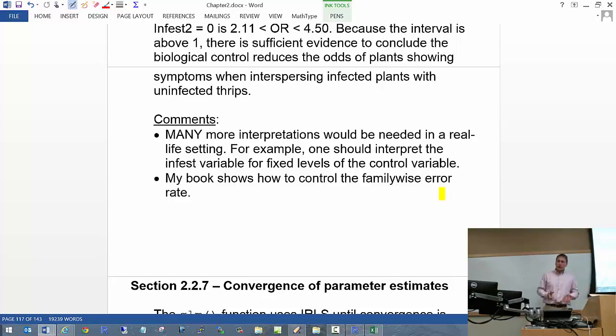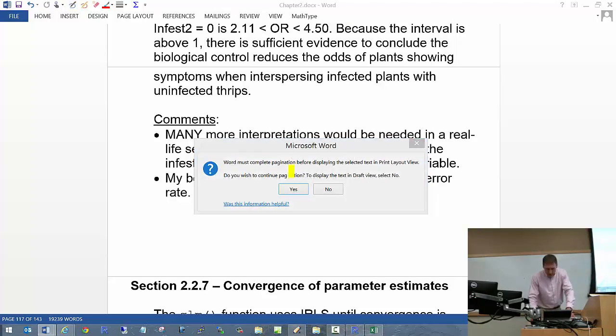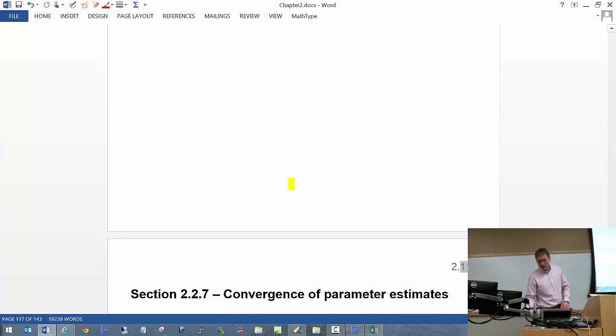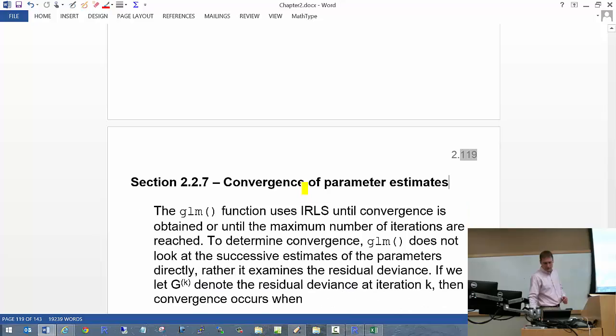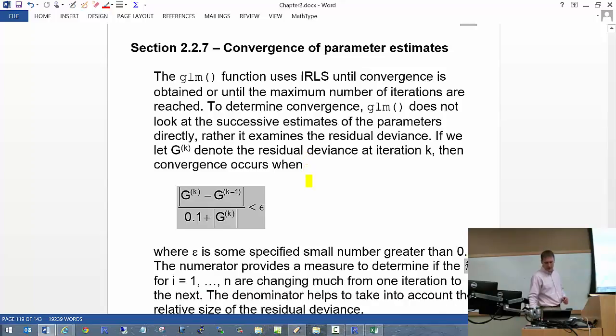If you didn't want to control the family-wise error rate, well, I'm not going to emphasize that in this class. There are ways to do this with the MC Profile package, and I've mentioned this before. Take a look at my book for how to do that. It is a good thing to do. It's just, we obviously have time restrictions, and that's why I don't usually emphasize it. Okay.